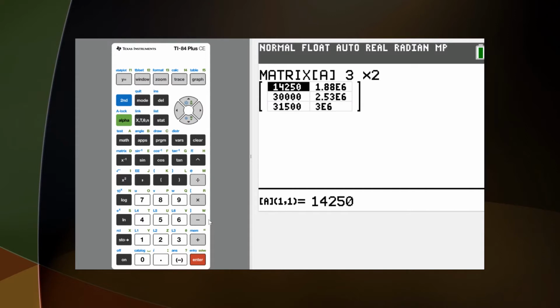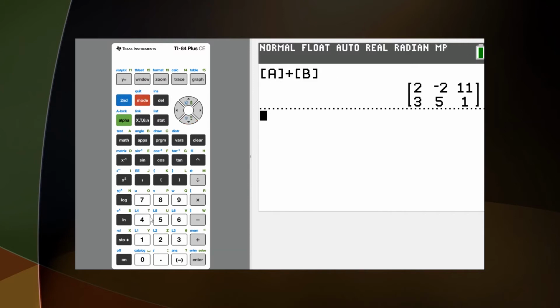Okay, let me look at my data here. 14,250, 30,000, 31,500, 1,882,500, 2,527,500, and 3,002,500. Okay, well that looks good. All right, well, so let's go back to our math screen. And remember now, our scalar for this is going to be 52.